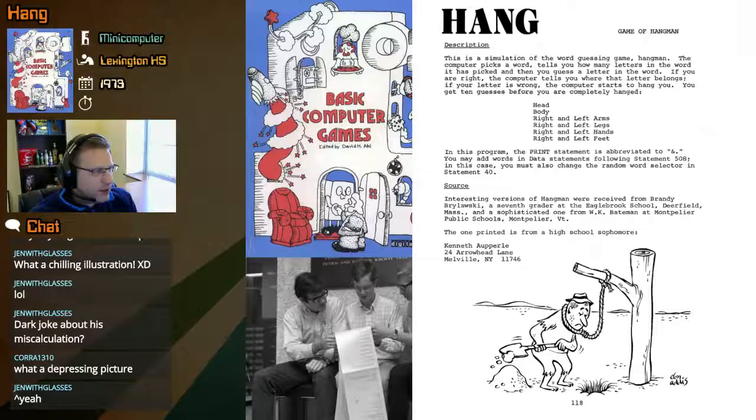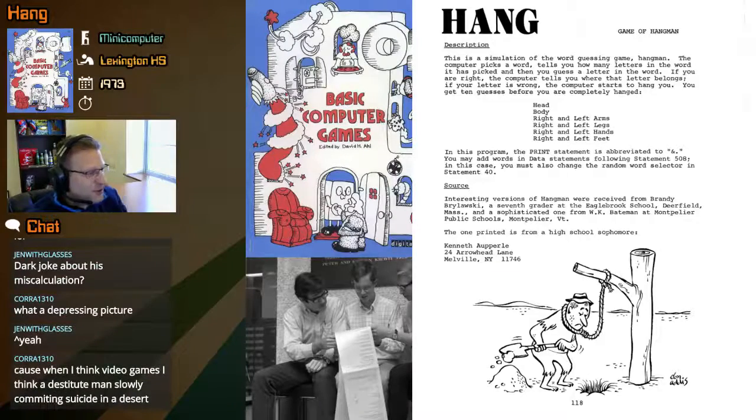Interesting versions of Hangman were received from Brandy Brylowski, a 7th grader at the Eaglebrook School in Deerfield, Massachusetts, and a sophisticated one from W.K. Bateman at Montpelier Public Schools, Montpelier, Vermont. The one printed is from a high school sophomore, Kenneth Opperly.